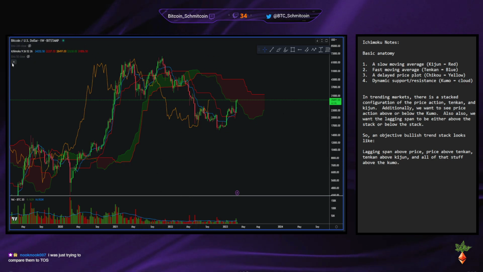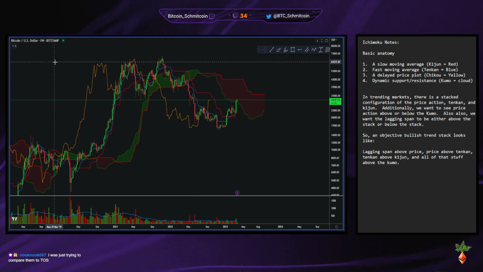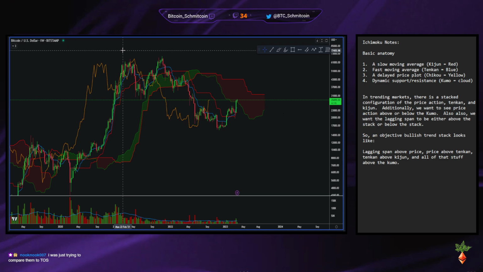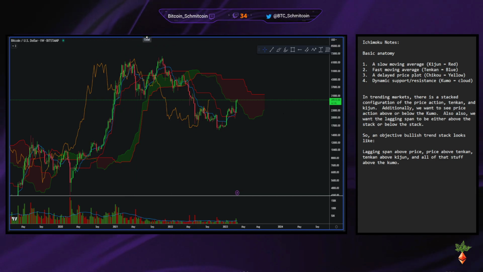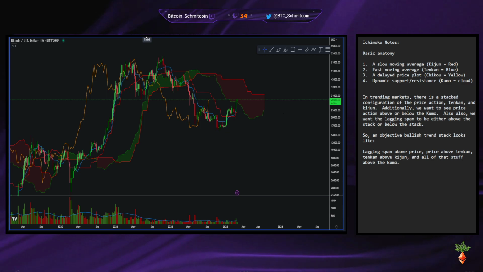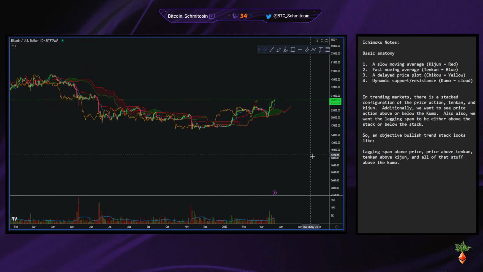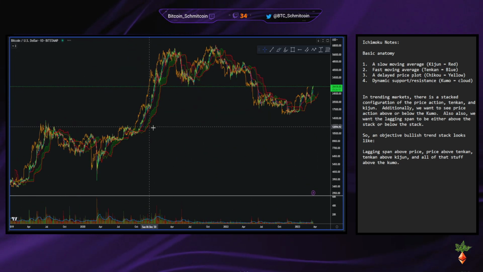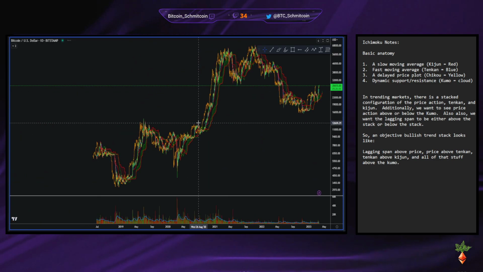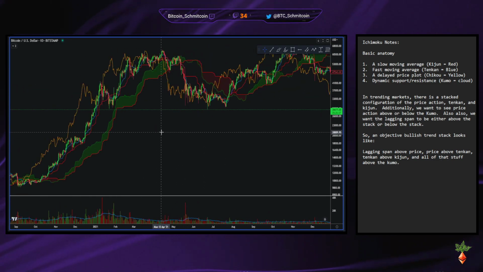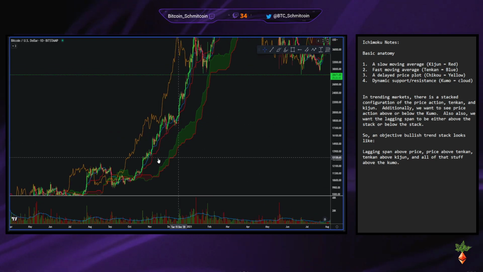So one of the nice things about the Ichimoku Cloud system is it gives you an objective view of trend and trend strength, but it also gives you mean reversion targets. So say, for example, if you look at the daily, it's a little bit better because things happen a little bit more often. But if we're looking at the daily, so here's an example of a strong trend, right?